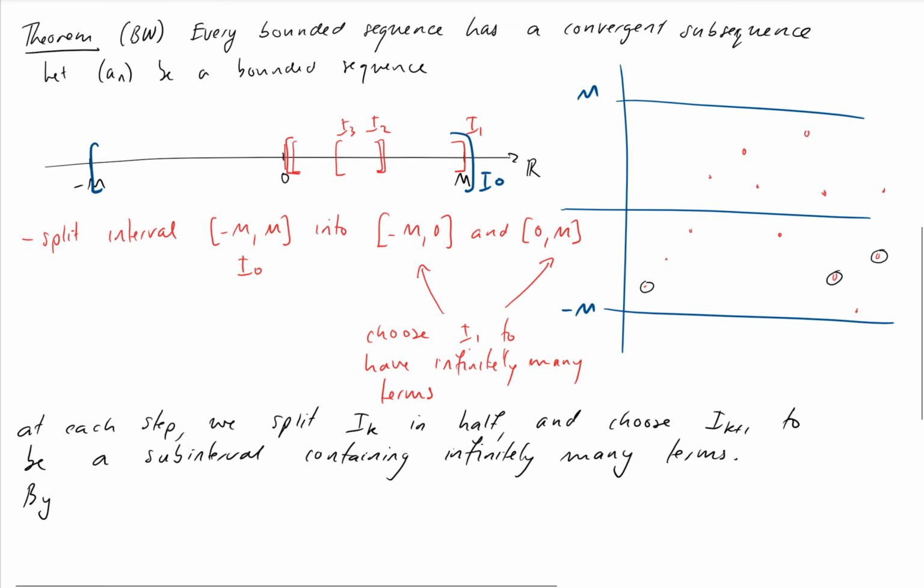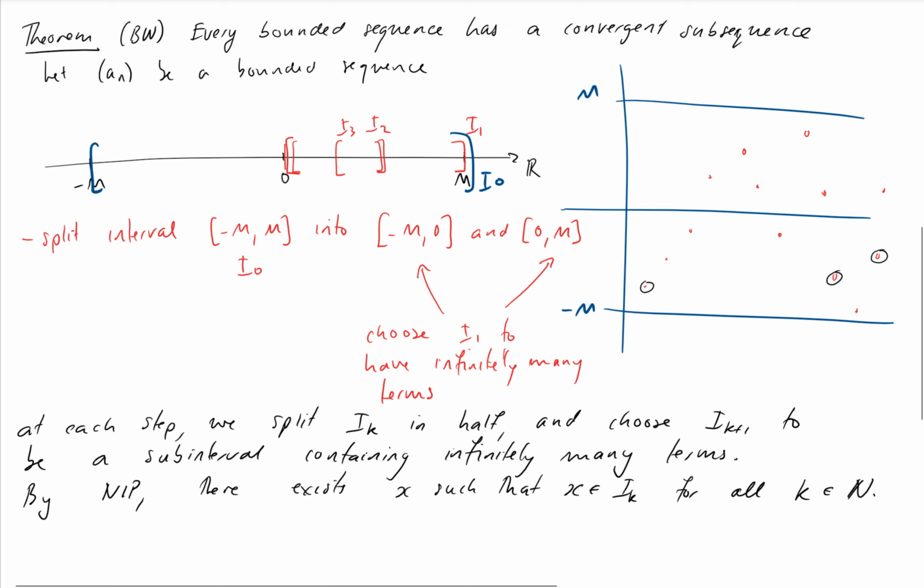So by the nested interval property, there exists x in I_k. How about we say that? There exists x such that x is in I_k for all k in the natural numbers. Oh, and 0, I suppose. Okay, so our nested interval property tells us that we're going to have an x that's in each one of these, and this is going to be our candidate for our limit for our subsequence.